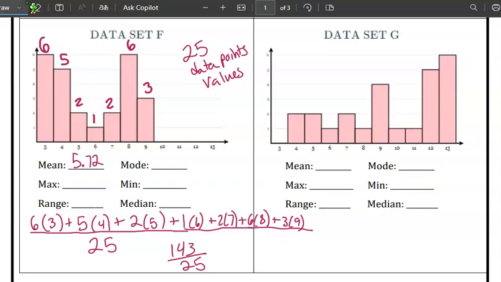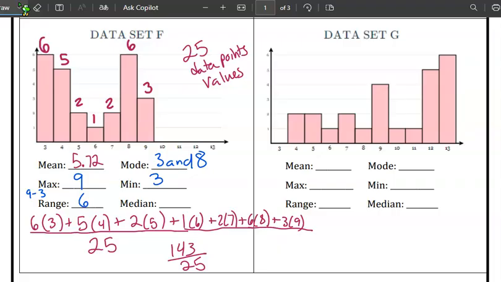Now the maximum value would be the biggest number here, which is 9. The minimum would be 3. The mode, in this case, is the one that shows up the most. There's 2 of them, 3 and 8. The range would be the maximum minus the minimum, 6.